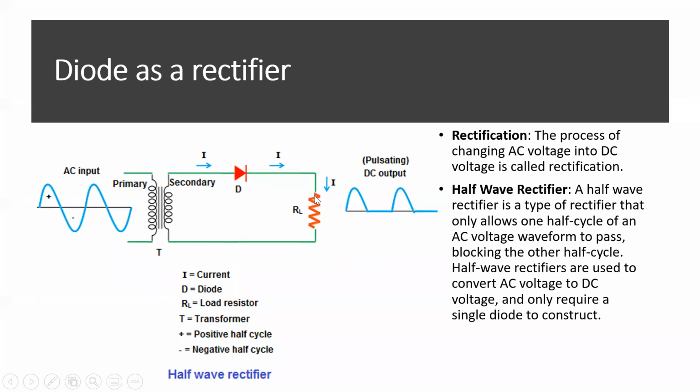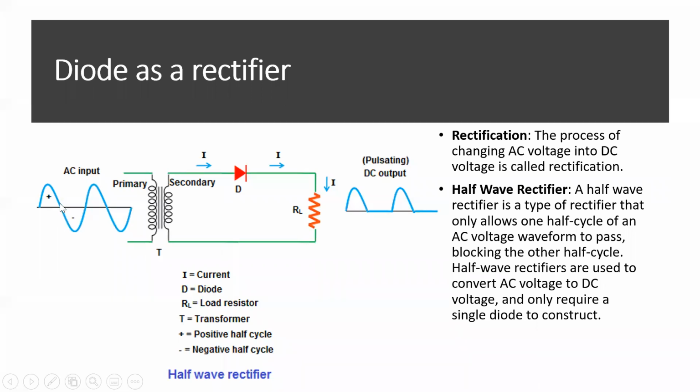So current flows through the load resistance during the positive half cycle and it gets completed here. During the positive half cycle, when the upper part is positive and the lower part is negative, current flows through the diode and load resistance, and the circuit is complete. So through the load resistance, we get an output, which is the positive half cycle.